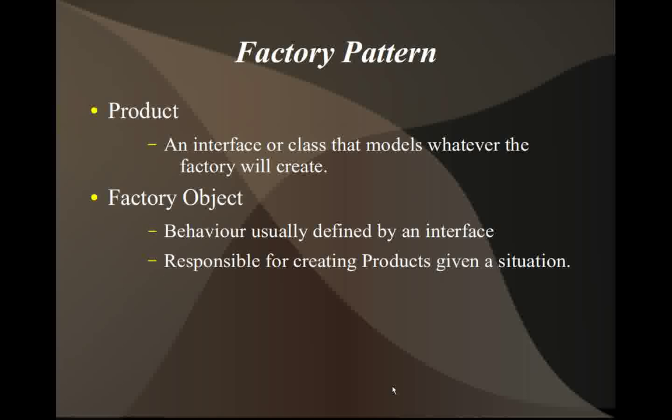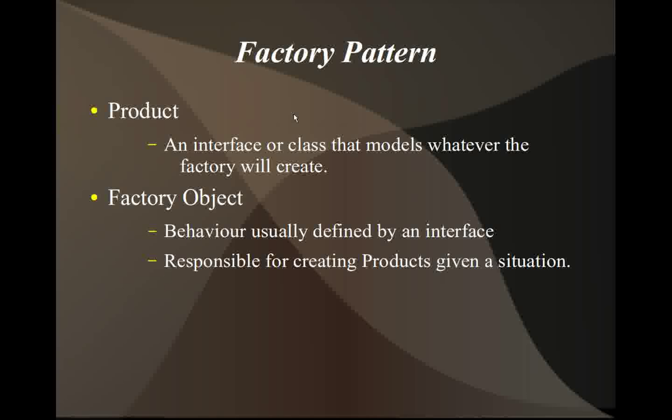And you will see this in the example I have soon. And we need two things for the factory pattern. Just like last time, we had this standard list of things we need, and for the factory pattern we have two things. So if we go to the list here, we see that we need the product. The product is the object which the factory will create. As you can see here, the product is an interface or class that models whatever the factory will create.